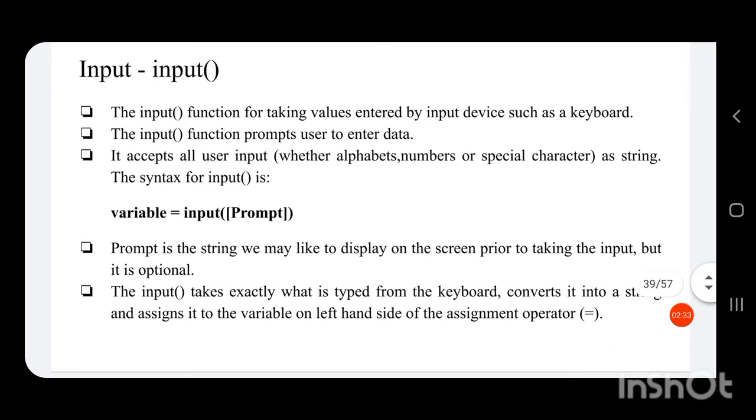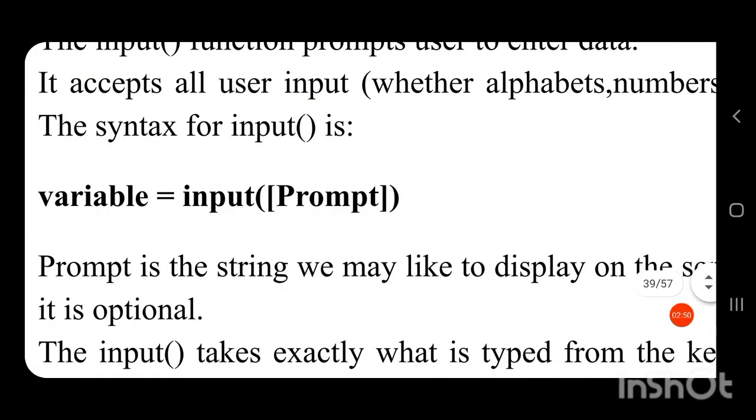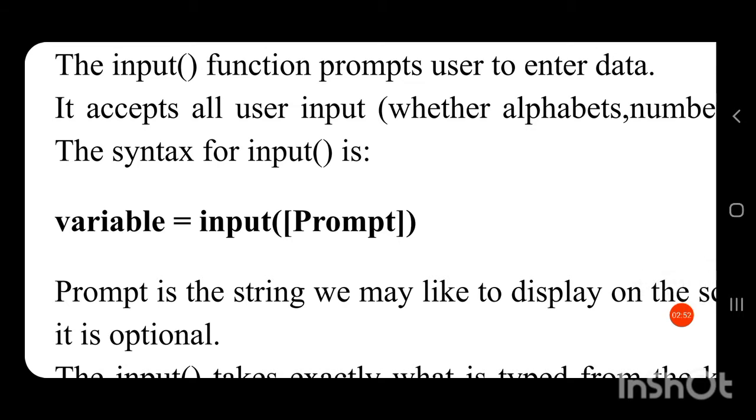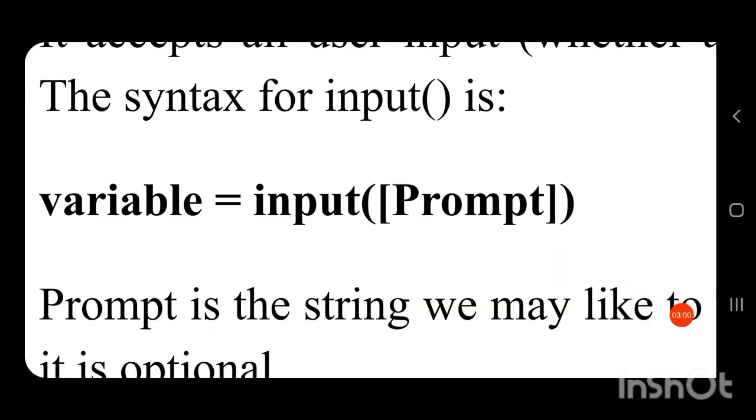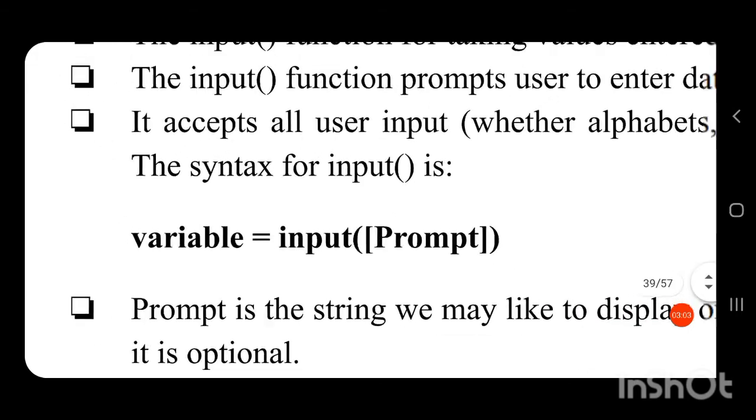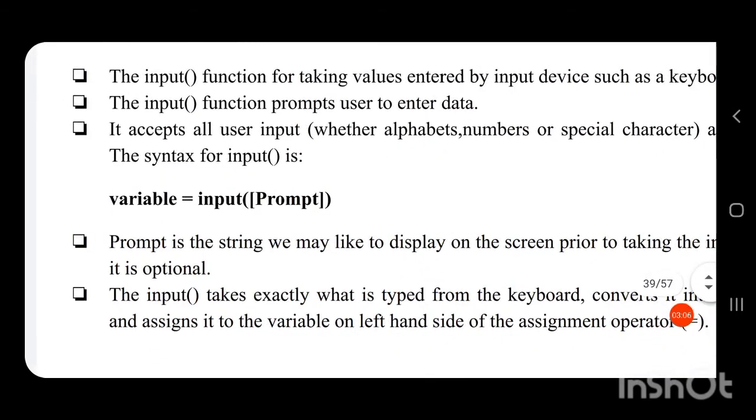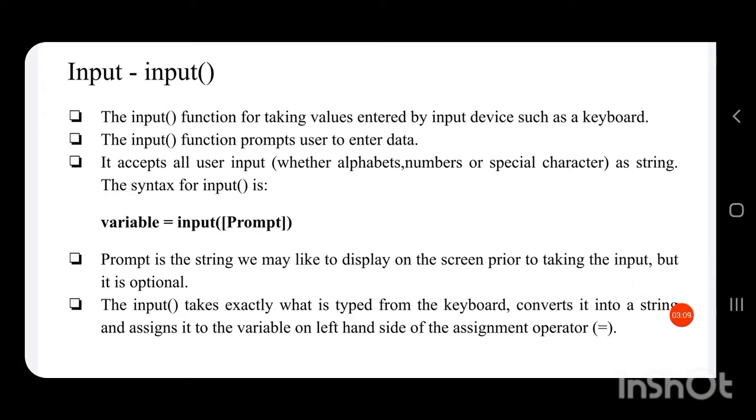So the input function takes exactly what is typed from the keyboard, converts it into a string, and assigns it to the variable on the left hand side of the assignment operator. So what the input function performs is that it takes the input written at the prompt and assigns it to the variable on the left side of the assignment operator. Okay, so for taking input, the input function is used.